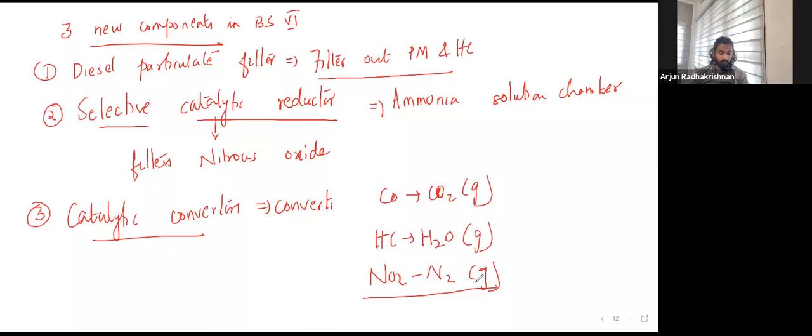All right. So even then, we cannot call it completely pollution free, because still carbon dioxide is getting released, right? But it is less harmful than carbon monoxide. So we are converting it into a less harmful gas. That's all. So these are the three new components in BS6.